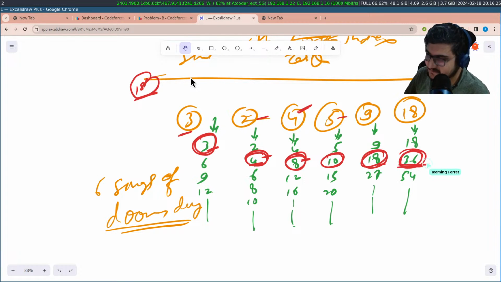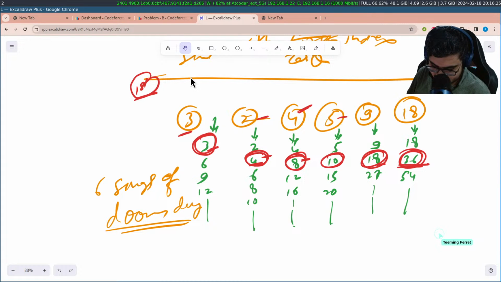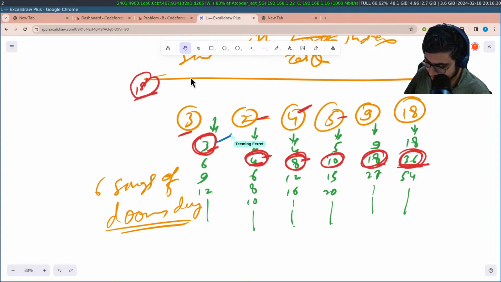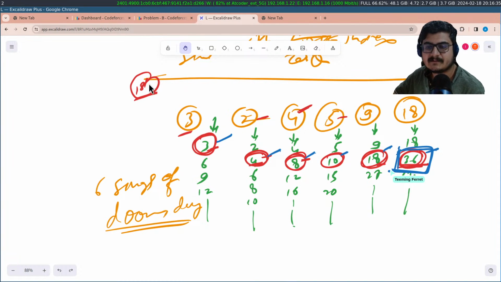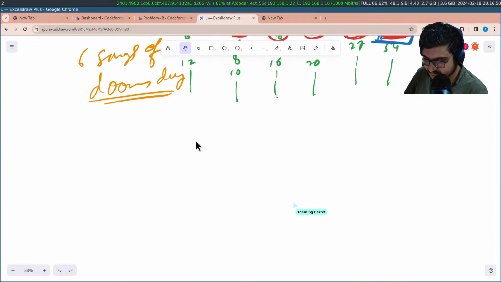And this would be the day when they have seen all the signs so far. So this would be the day of our doomsday, and we should print this as the answer. And this is essentially what the problem was asking. I believe if I go through all the examples, then you would also know how to solve the problem.